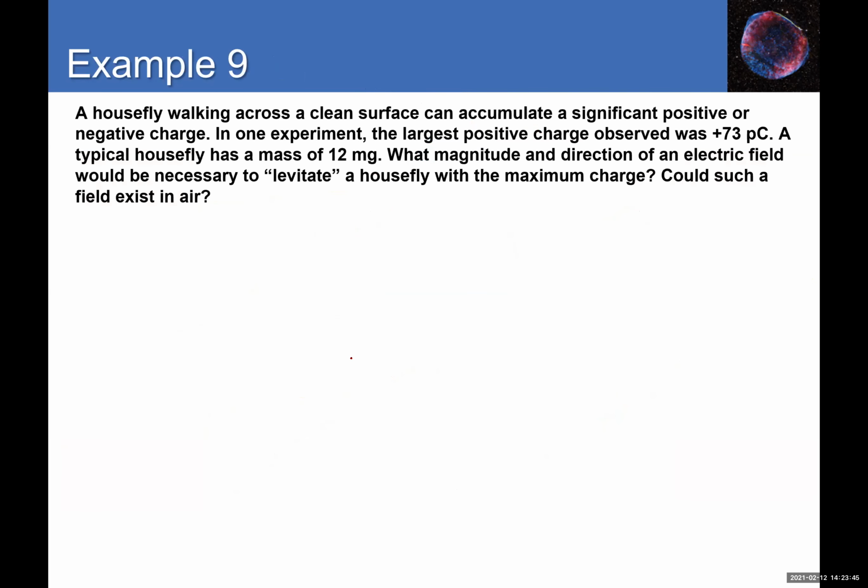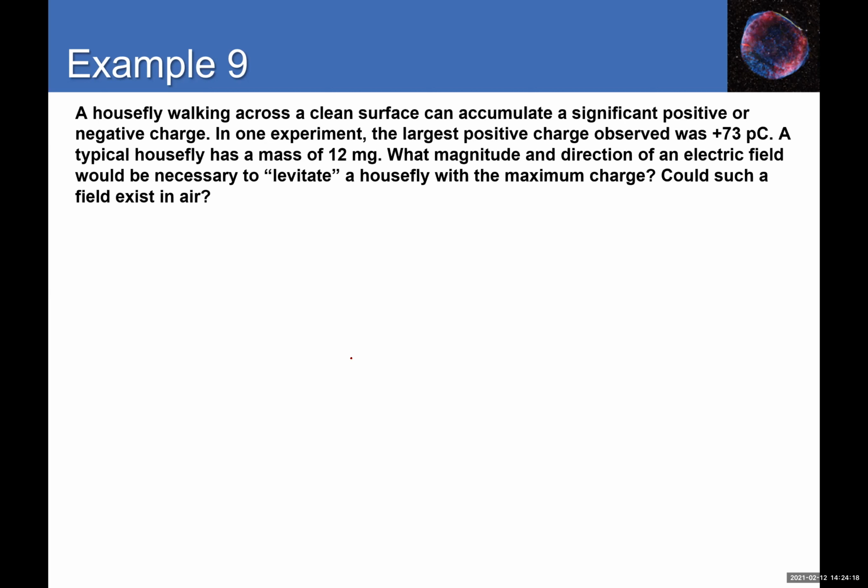All right, so we can look at some examples here. A housefly walking across a clean surface can accumulate a significant positive or negative charge. In one experiment, the largest positive charge observed was plus 73 picocoulomb. A typical housefly has a mass of 12 milligram. What magnitude and direction of an electric field would be necessary to levitate a housefly with the maximum charge? Could such a field exist in air?